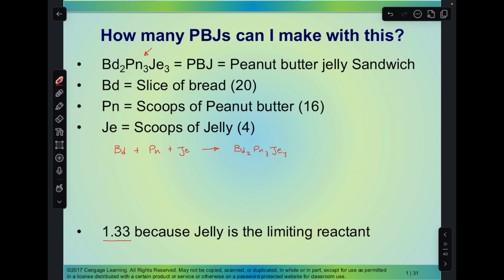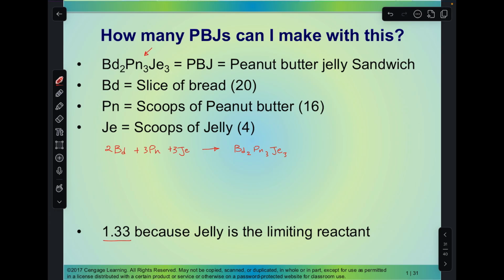And so the first step is to write out the reaction and then balance it. And so for bread, we know that we need 2 of them, and these are each by themselves, which is fantastic, but we need 2 breads for this reaction. We need 3 scoops of peanut butter, and we need 3 scoops of jelly. So this is going to be the stoichiometry of this reaction. It's 2 to 3 to 3 to make 1.